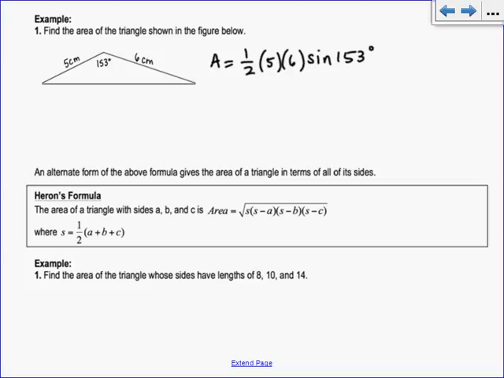That's it. Easy formula, right? I shouldn't even give that to you. I should just make you do it. All right, so our area then is going to be 6.810 square centimeters. This is an area.